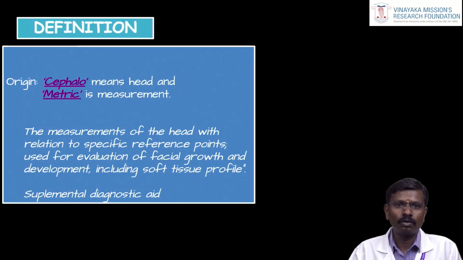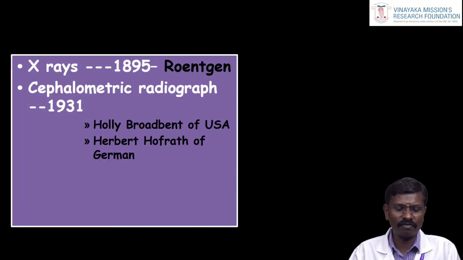In the definition, the origin of cephalometrics: cephalo means head and metrics means analysis. With this film we do an analysis that is called cephalometric analysis. It is the measurement of the head related to specific reference points, used for evaluation of facial growth and development, including the soft tissues. So this is one of the supplementary diagnostic aids. The X-ray was introduced in 1895 by Röntgen, and the cephalometric radiograph was introduced in orthodontics in 1931 by Holly Broadbent of USA and Herbert Hofrath of Germany.